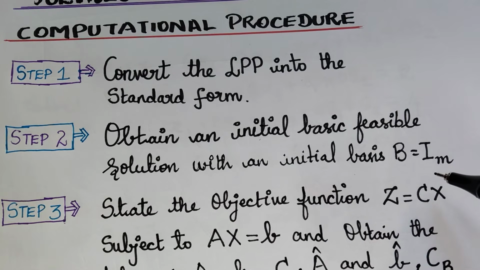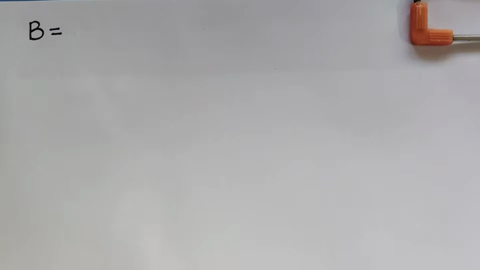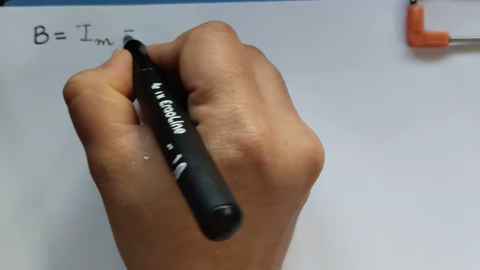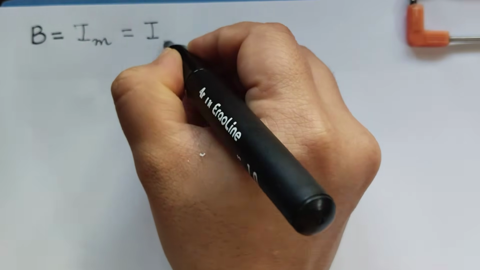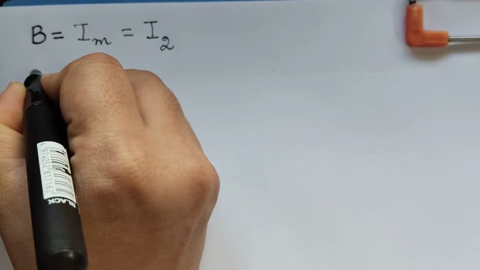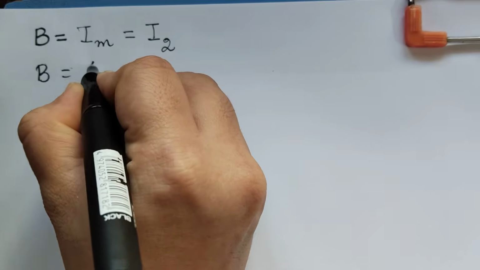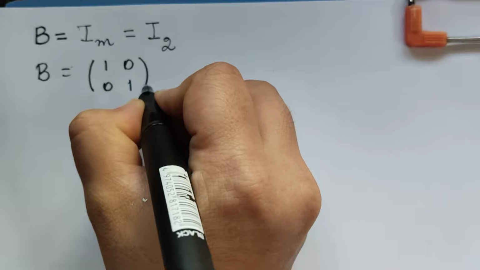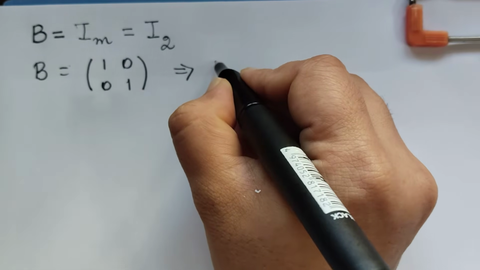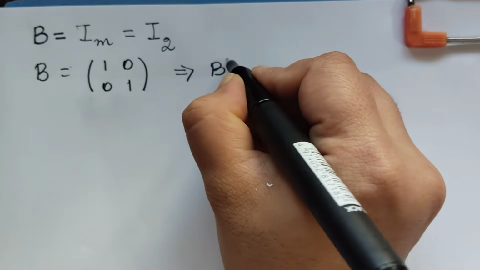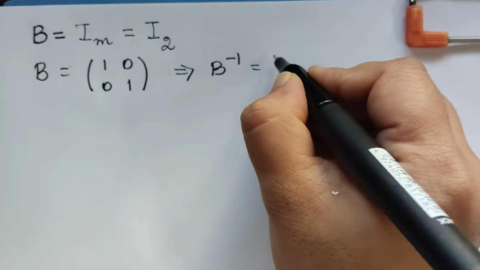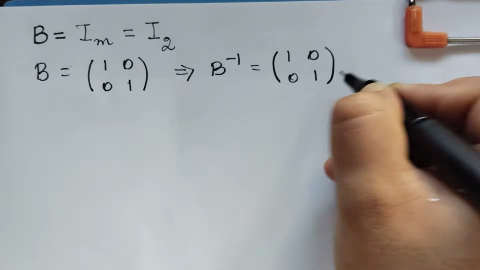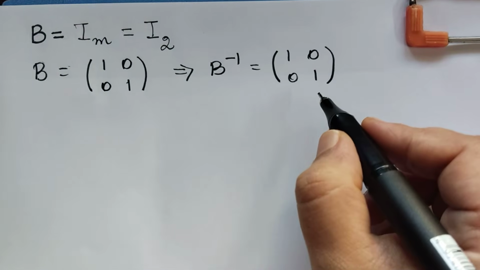So we shall write that. B is equal to Im. M represents the number of slack variables, so that's equal to I2. So what will be B? The matrix B will be equal to the identity matrix, so 1 0 0 1. If B is an identity matrix, then its inverse will also be the same. So B inverse will be equal to again 1 0 0 1. So we have obtained the matrix B and B inverse.